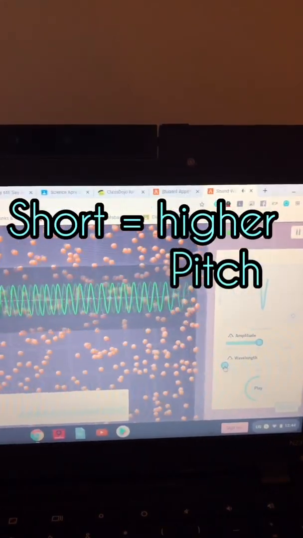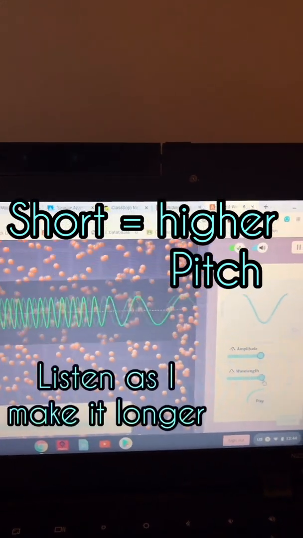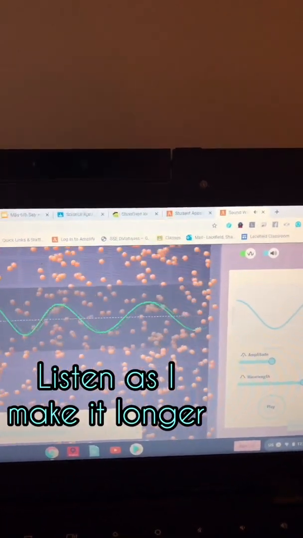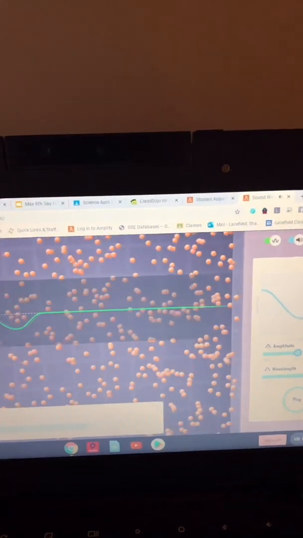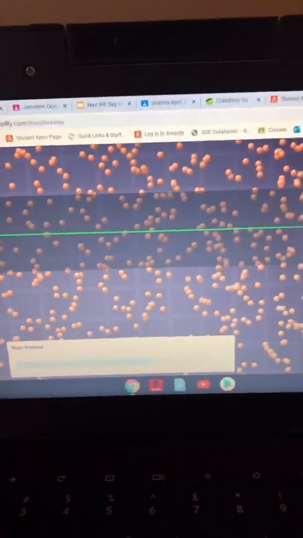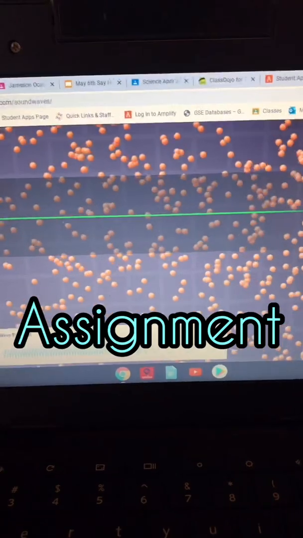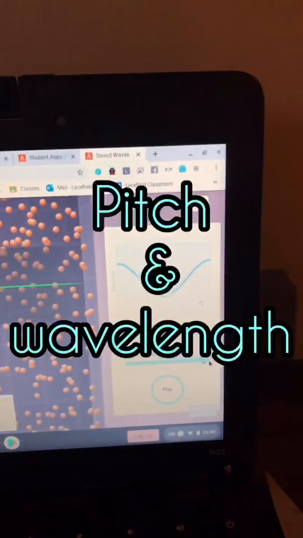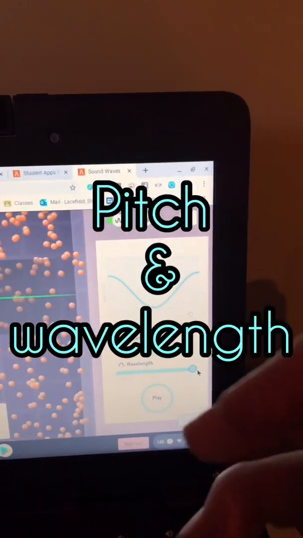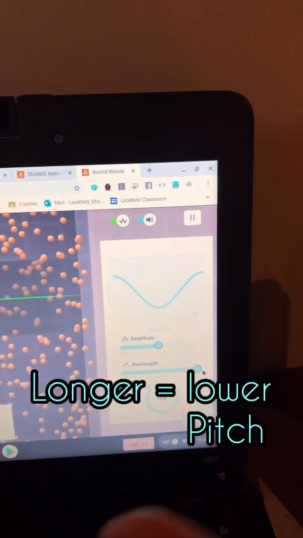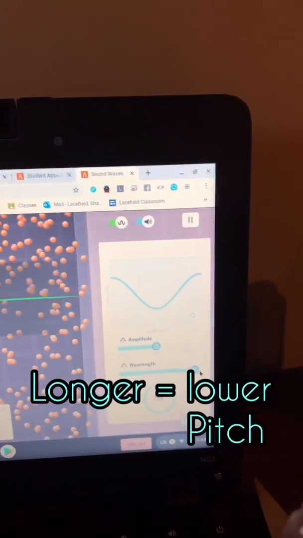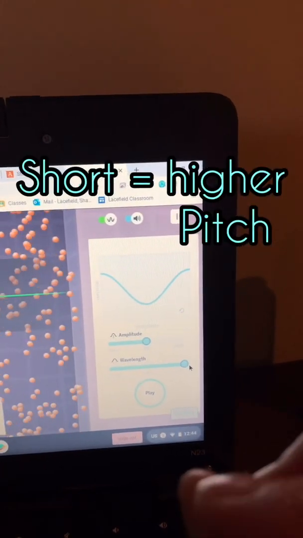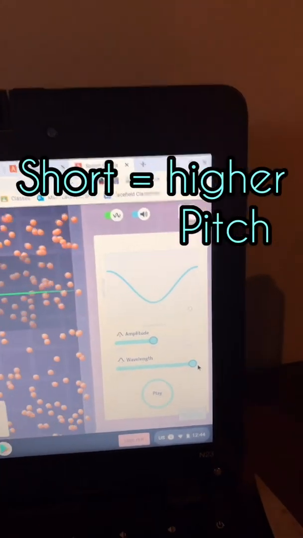We have our short wavelength, and then we have our long wavelength. You should be able to see a connection between the two, and this is what you're writing about on your paper. You're writing about the connection between the pitch and wavelength, noticing that the longer the wavelength is, the quieter or lower the pitch. However, when you are seeing a shorter wavelength, you are getting a higher pitch.